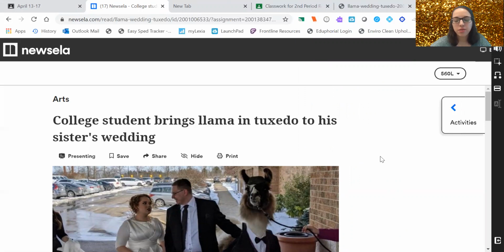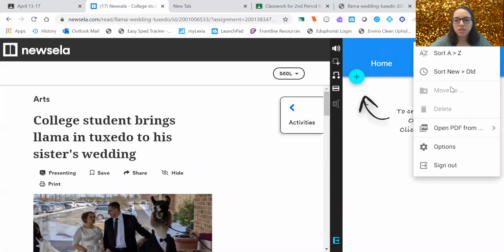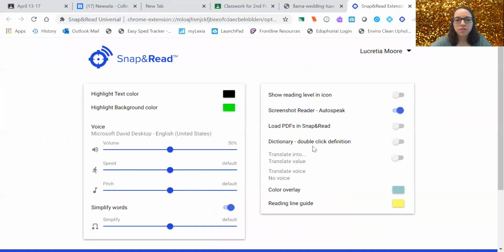I also showed your parents how you can change the voice or the rate at how fast they go. I'll show you again real quick. You would go to Show Outlines at the bottom here. You'll go to the three dots where it says More Actions. You'll go to Options, and here you can change the voice. It sounded like it was reading really fast, so I would slow it down.